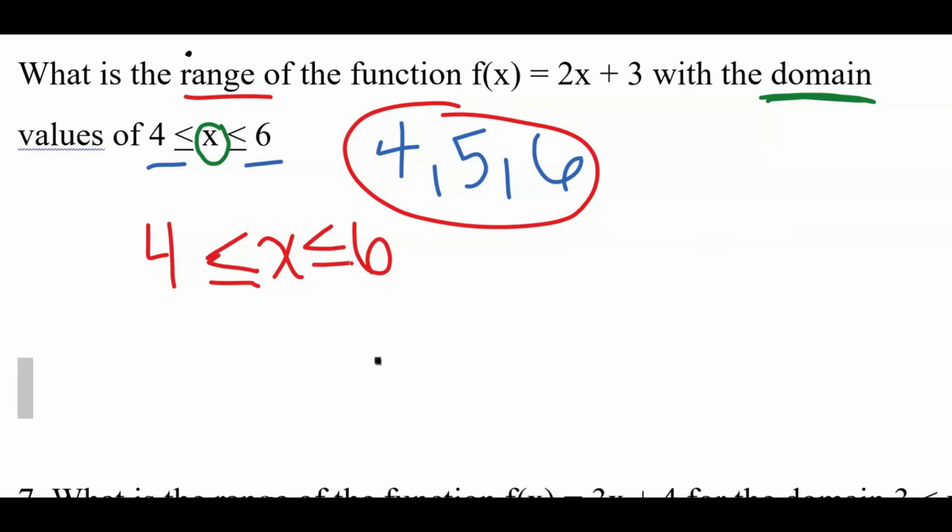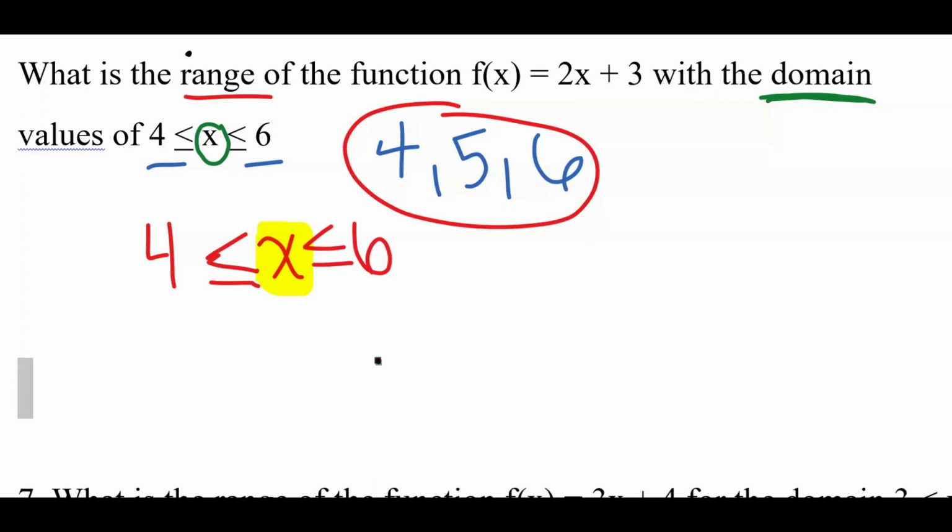This is a limited domain. It only includes the numbers 4, 5, and 6. And that's how they're showing this. They're showing you how x relates to those two numbers. Well, it could equal 4, it could equal 6, but it'll never be less than 4. It'll never be more than 6. So they use inequalities. So when you see that, and this is pretty much the primary way that you're going to see that.